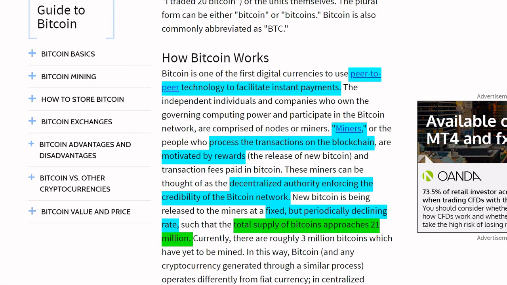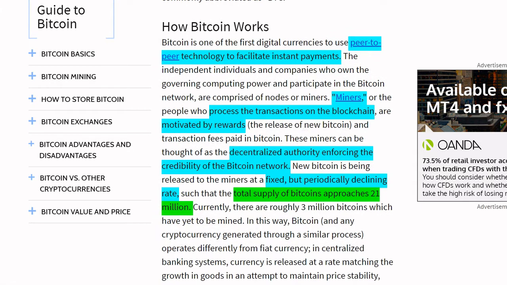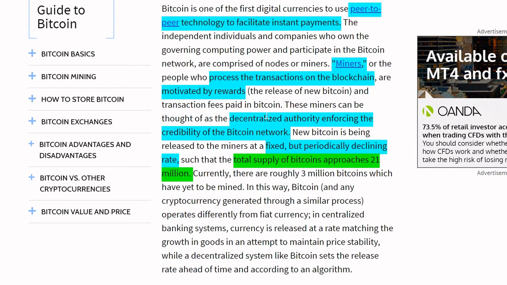Bitcoin is a peer-to-peer technology. It can help facilitate instant payments. One similarity between Bitcoin and gold is that there are miners, and you might be wondering how there can be miners for something that isn't even physical. Well, these miners have mining rigs, very advanced pieces of software, and these can process the transactions on the blockchain. The motivation behind this is, of course, rewards. The rewards can include transaction fees paid in Bitcoin, and these provide incentives for the miners to actually mine blocks containing Bitcoin.